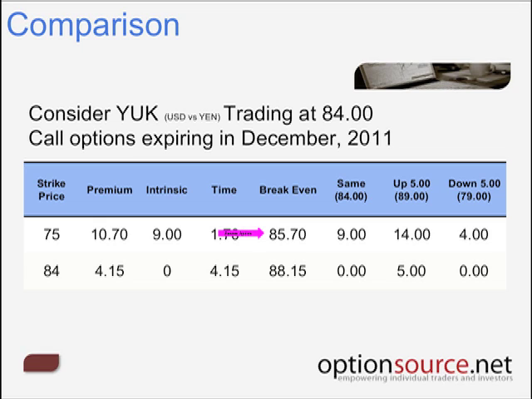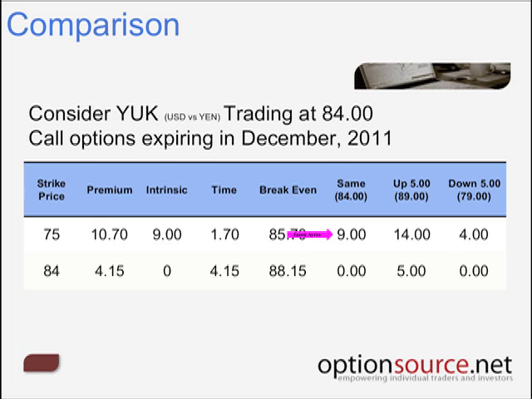And as soon as it starts trading above that, we are actually profiting between now and any time between now and the third Friday of December. We're actually making a profit. So in other words, if we wanted to sit back and hold this position for the entire time, as long as the pair is trading above 85.70, we know that we're going to be profiting.